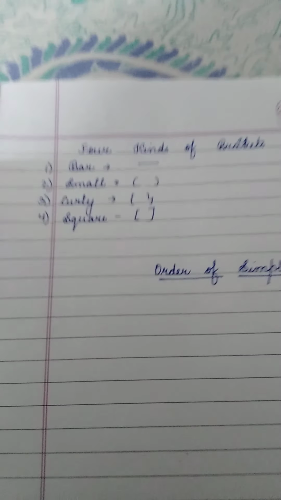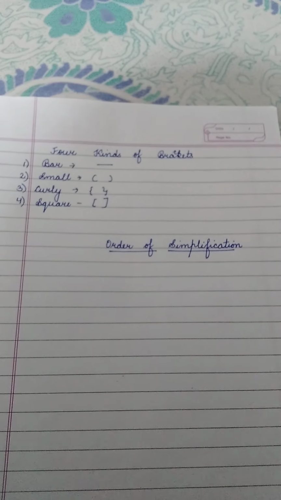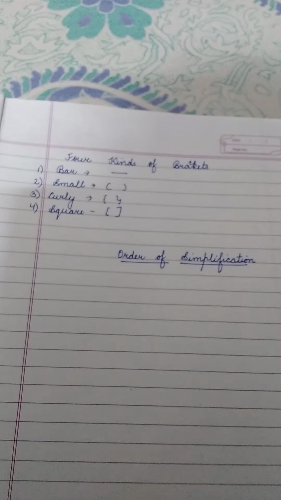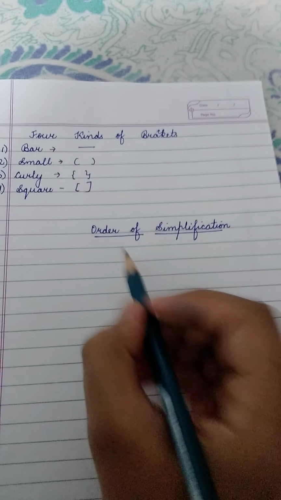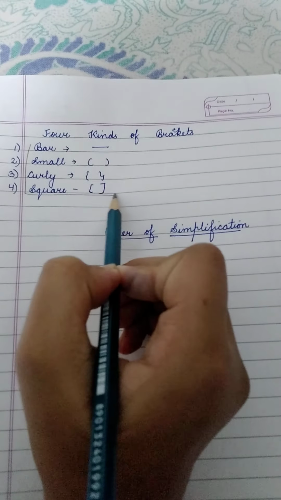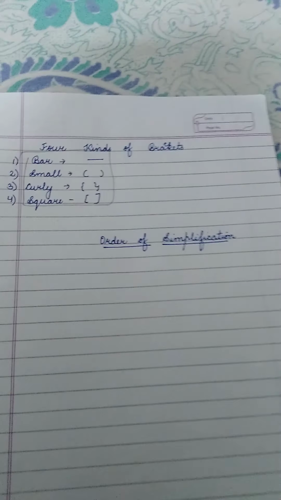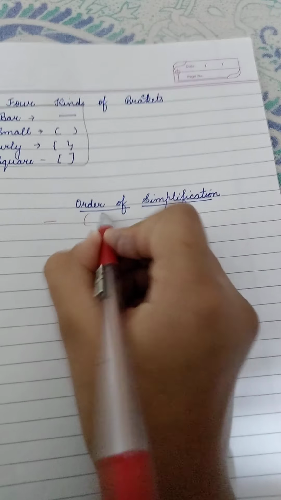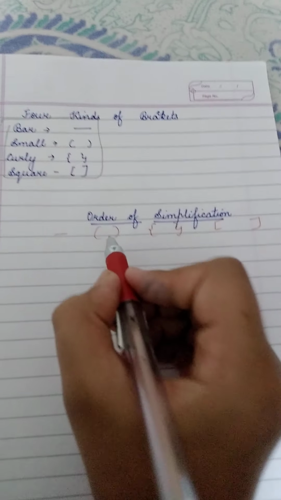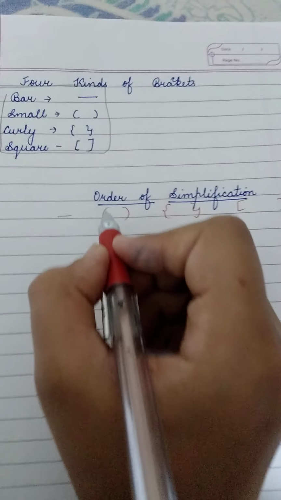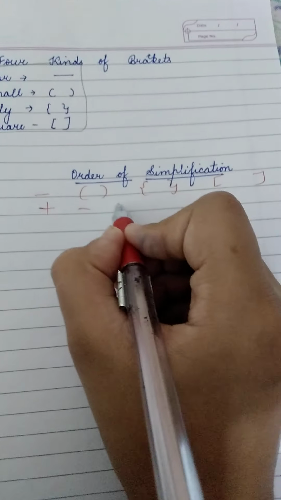Now, suppose in one question these four brackets are given together. What will you do then? What will you solve first? You will be confused at that time. So the order of simplification is, as the sequence is given like this, similarly you are going to solve the questions. First of all, you will solve the bar bracket, then the small bracket, then the curly bracket, and then the square brackets.